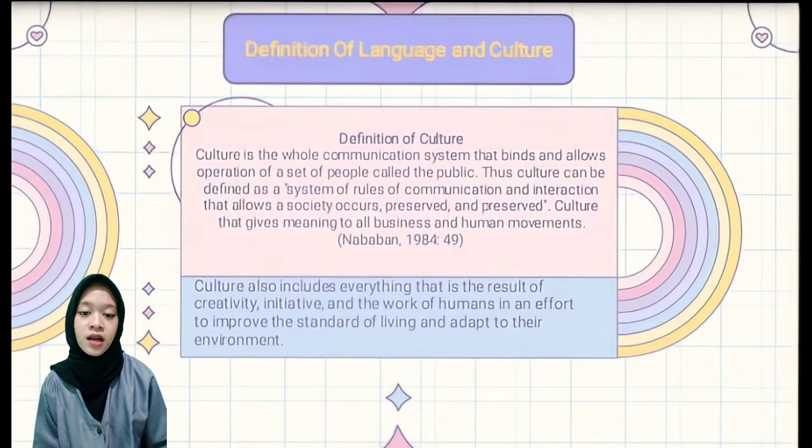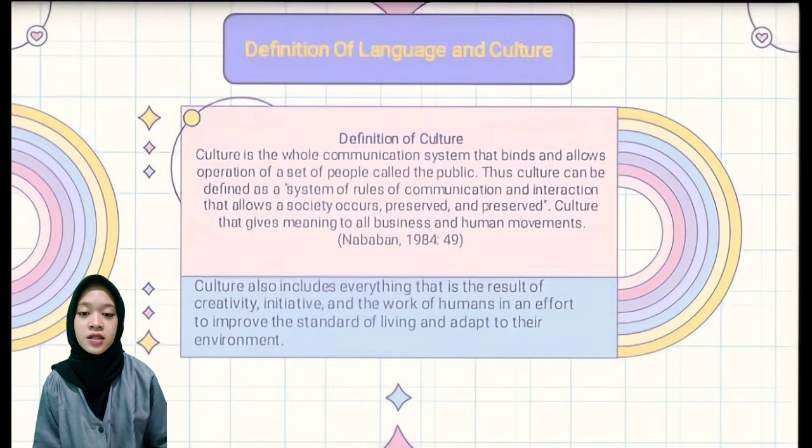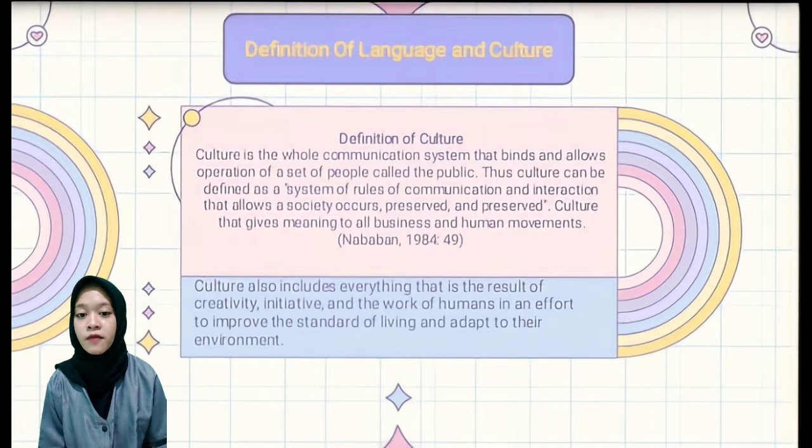Culture in this case is understood as learned behavior conducted by a group of people. Culture is obtained from others by learning from the community. Culture also includes everything that is the result of creativity, initiative, and the work of humans in an effort to improve the standard of living and adapt to their environment. As a system, culture needs to be seen from the embodiments of human life associated with the ideas, behaviors, and material that are influenced by various aspects.